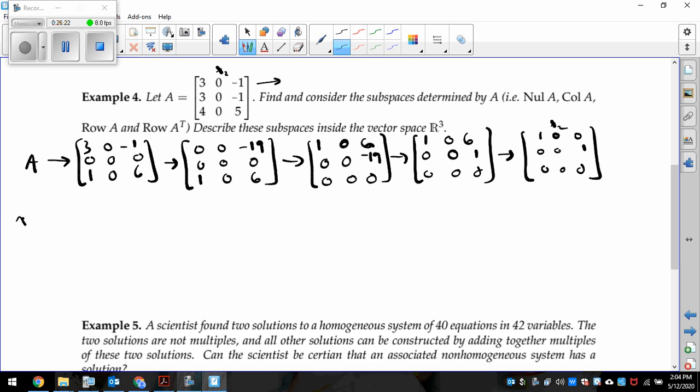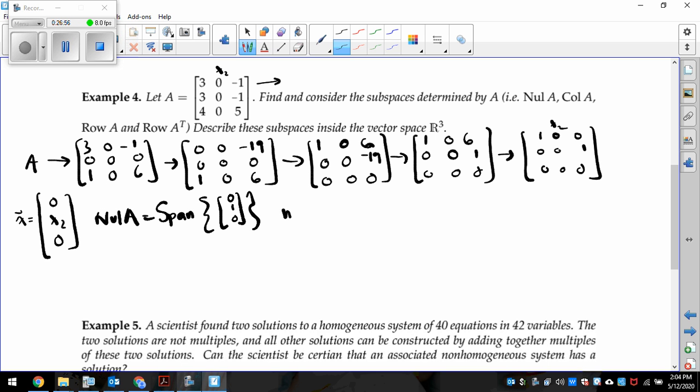So if I want to find the null space, we can say x is going to be, let's see, we have 0 x2s, and so it's just 0. x1 is 0, x2 is free, and x3 is 0 as well. And so then we have the null space of A equals the span of just one single vector, 0, 1, 0, just like that. So the dimension of the null space, the nullity of A, is equal to 1.